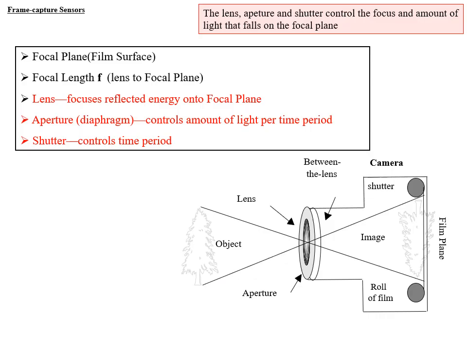So, other parts of the camera, we have the lens that focuses reflected energy on the focal plane. We have the aperture, which is the size of the hole that allows light into the camera. The larger the hole, the more light is collected. And then we have the shutter that controls the time that the camera is seeing light.